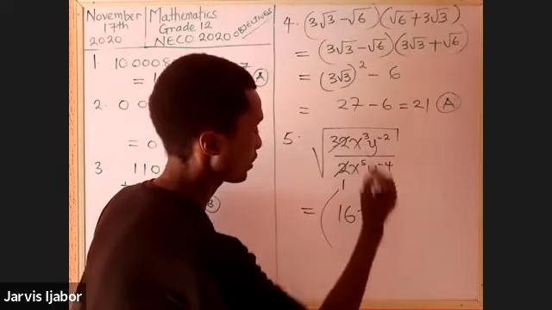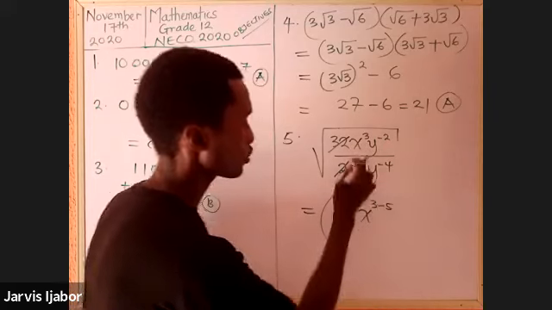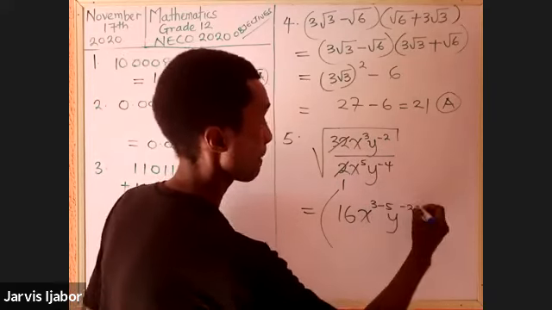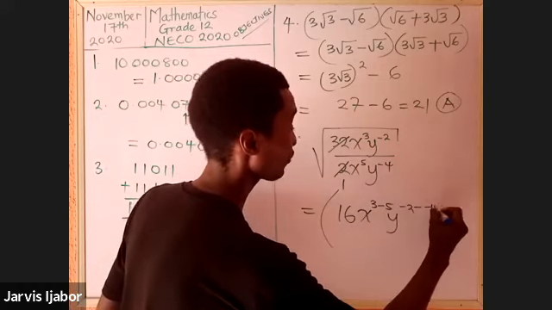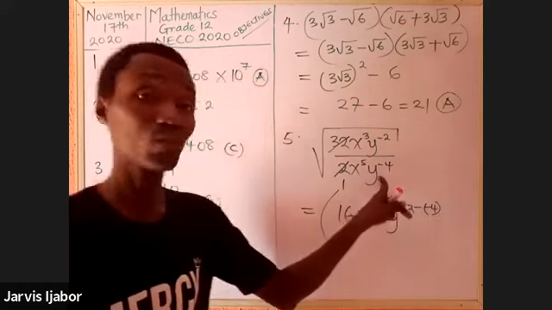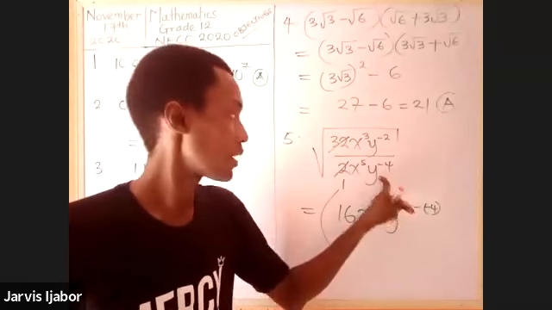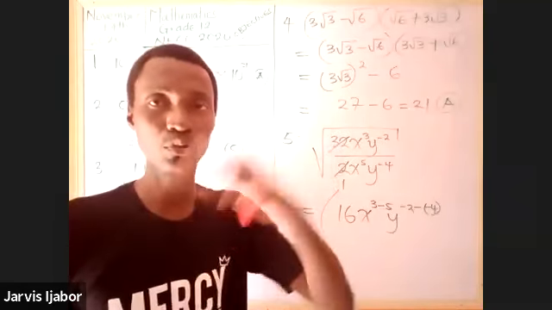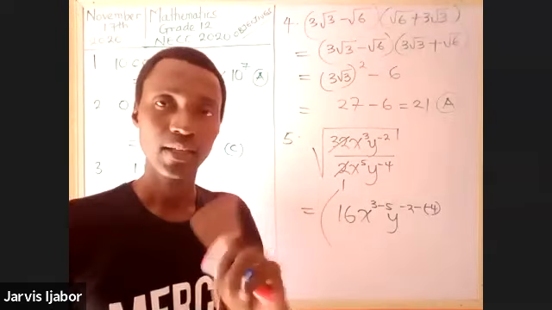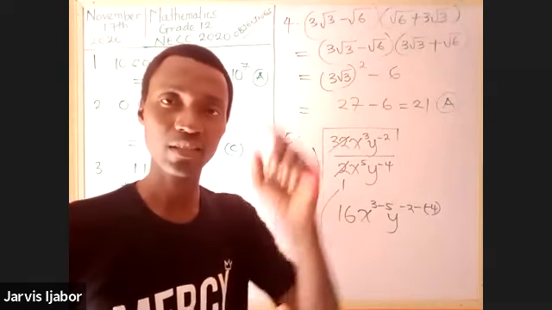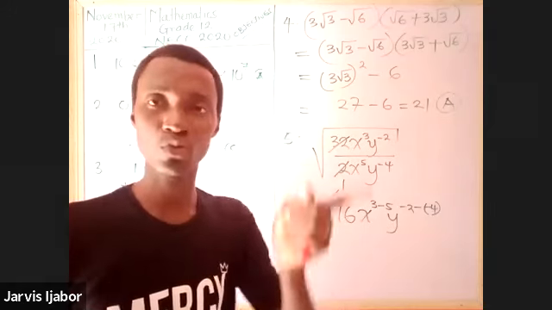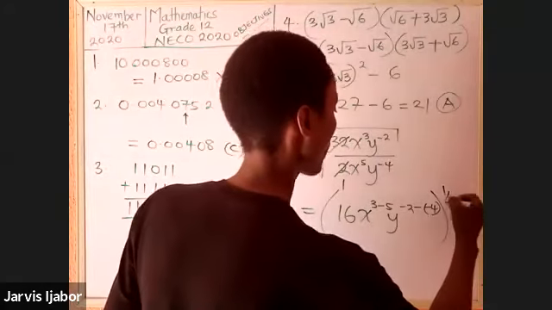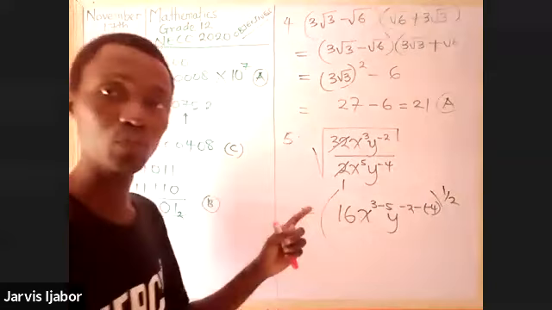x raised to the power of 3 minus 5, because you're dividing. y raised to the power of minus 2 minus negative 4. I hope you know why. The status of y here is negative 4. But this division sign tells me I need to subtract. When you divide bases, essentially what you're doing to their index is that you're subtracting them. So with that in place, this will now give you raised to the power of 1/2.